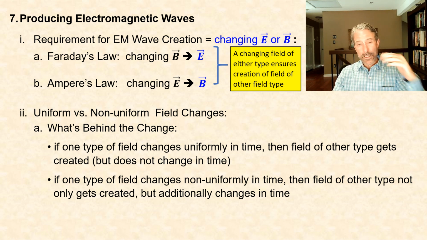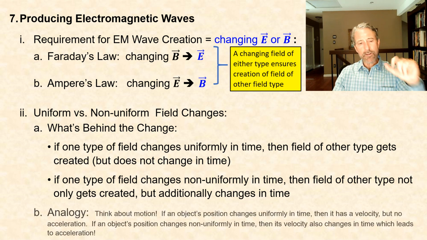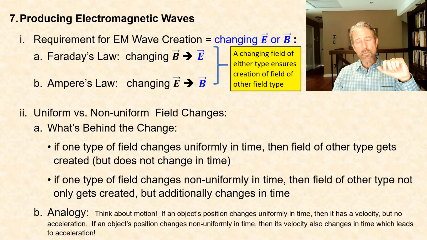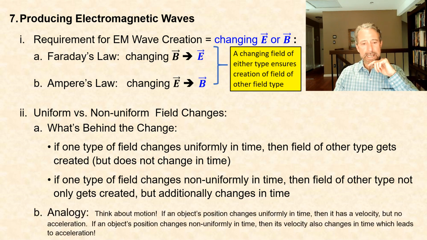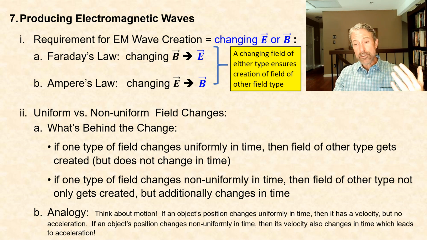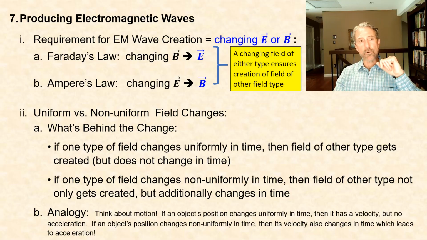We'll talk more about this in the next slide, but I just want to give you an analogy here. Think back to what you know from your course in mechanics and motion. We would say that if an object's position changes uniformly in time, then that object has a velocity, but no acceleration. If, however, an object's position changes non-uniformly in time, then not only does that object have a velocity, but that velocity also changes in time, which leads to acceleration.